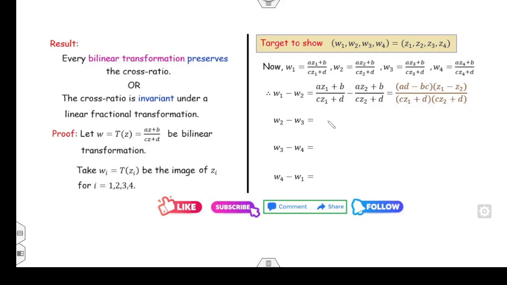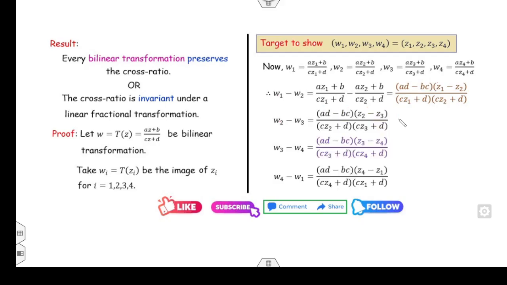Similarly, you can write W2 minus W3. What will happen in the new denominator? You can replace it: it says CZ2 plus D, CZ3 plus D, and the numerator becomes AD minus BC. Instead of Z1 minus Z2, now it becomes Z2 minus Z3. Similarly for the third case and the fourth case. Fine.